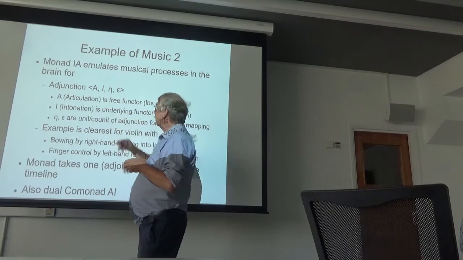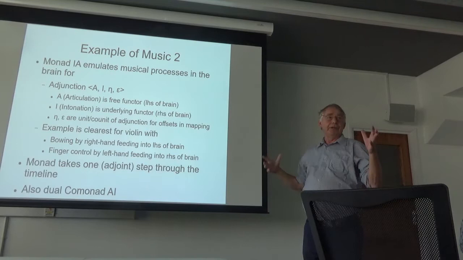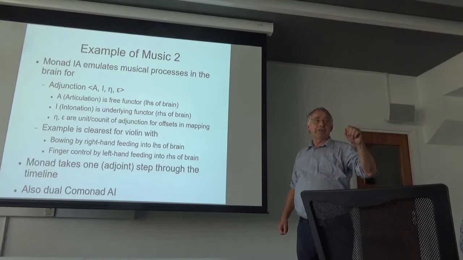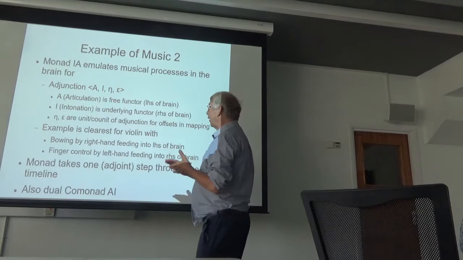Now, an example is clearest for the violin. The left hand goes into the right hand side of the brain. You probably know that: for any body action, it goes to the opposite side of the brain. So the left hand goes into the right hand side of the brain, and the right hand goes into the left hand side of the brain. And so we drew this in very crude brain structures.